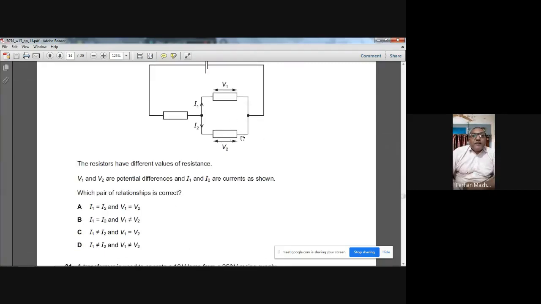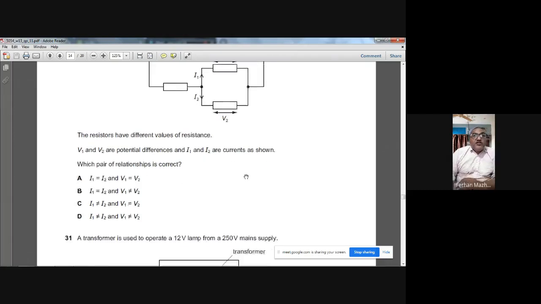These two resistors are parallel to each other. When you connect two resistors in parallel, the potential drop on each of them will be the same. So V1 and V2 should be equal to each other. We are not sure if I1 and I2 are equal or not. But you see a sentence here, the resistors have different values. Because the resistors are different, the current dividing here, I1 and I2, should be different. So V1 and V2 will be equal, but I1 and I2 will not be equal. So the option is C. For question number 30, the option is C.